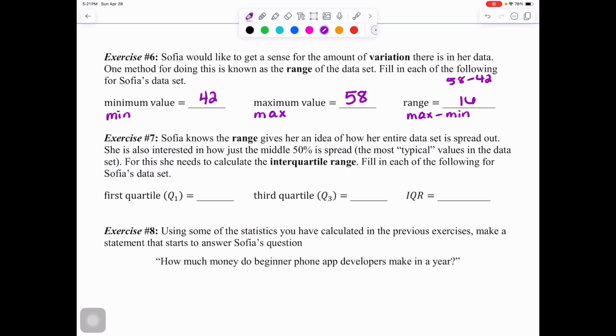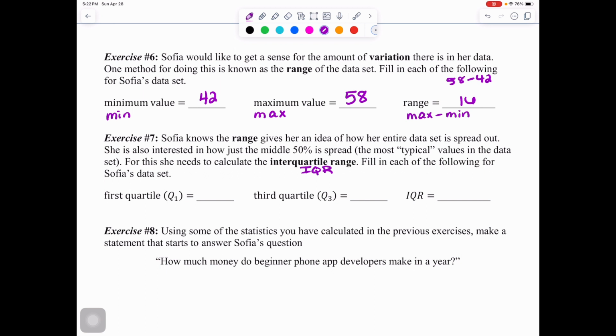Exercise 7. Sophia knows the range gives her an idea of how her entire data set is spread out. She's also interested in how just the middle 50% is spread, because that's going to represent the most typical values in the data set. For this, she needs to calculate the interquartile range, or IQR. So let's write that underneath.